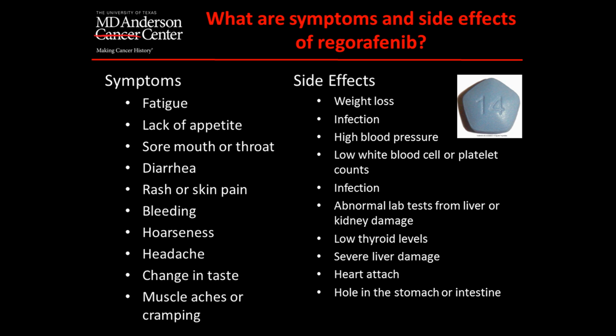For side effects, patients on regorafenib sometimes had weight loss, infection, again, as with sunitinib, high blood pressure, low white cell or platelet counts, abnormal lab tests from liver or kidney damage. They sometimes had low thyroid levels, severe liver damage. A few of these people had heart attacks, and sometimes they developed a hole, a perforation in their stomach or intestine.